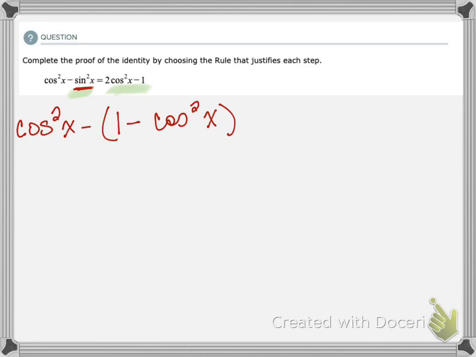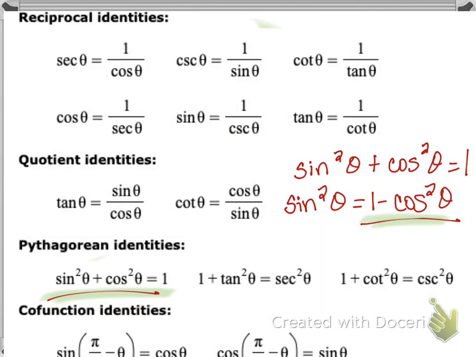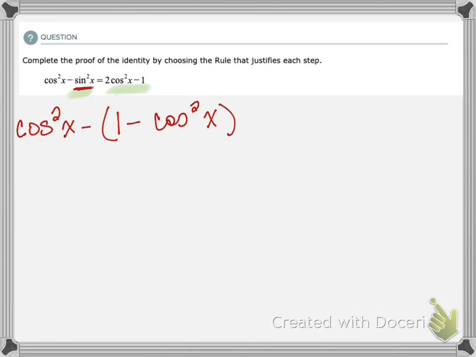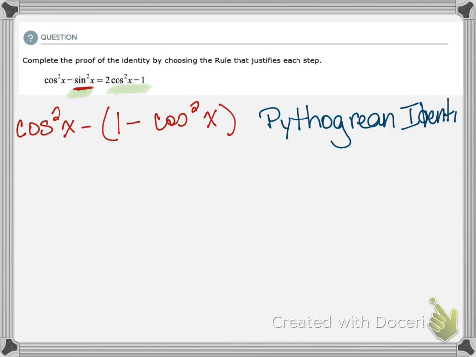I've got to give a rule. And the rule that I use to do this is a Pythagorean identity. So the justification that I'm going to write down is Pythagorean identity. And if you pull up the rule list, it'll give you Pythagorean identity as an option. Okay? Now, the next thing that I'm going to do is I'm going to use algebra.